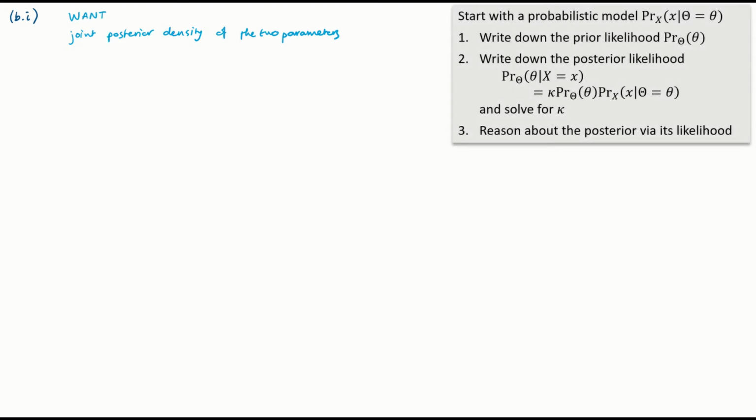I'm just going to refresh our memory about the universal steps for every Bayesian question, or at least for every Bayesian maths question. Start with the probabilistic model, write down the prior likelihood, use Bayes' rule to write down the posterior likelihood, and then reason about the posterior.